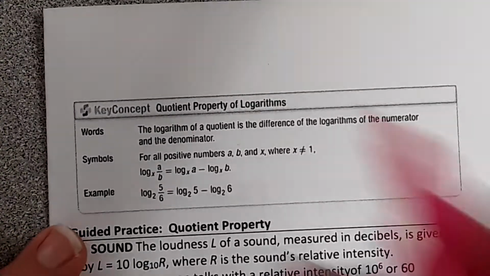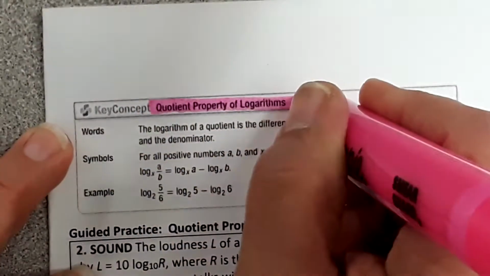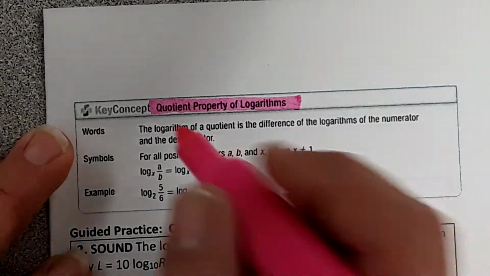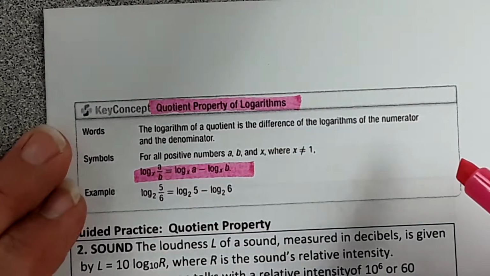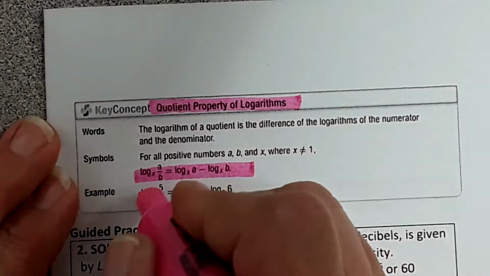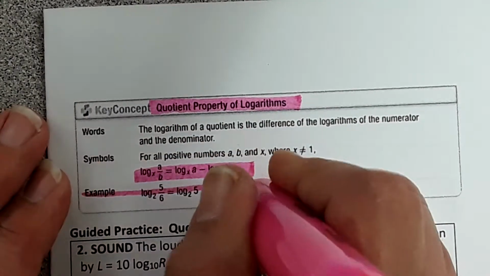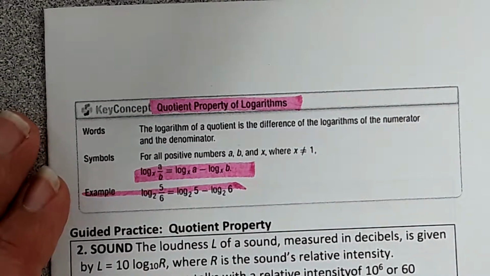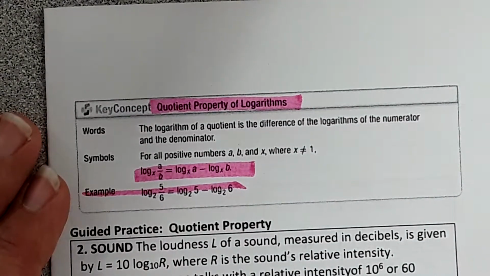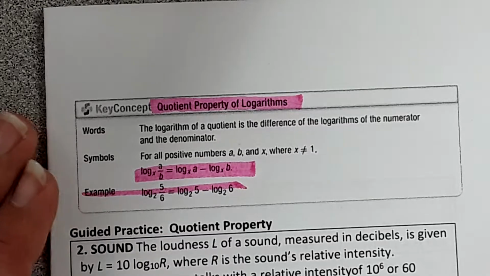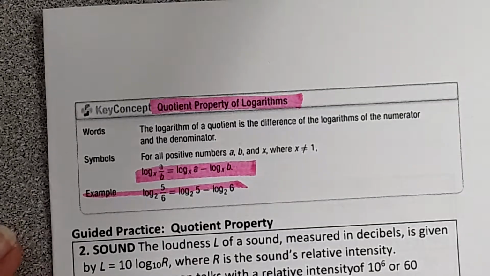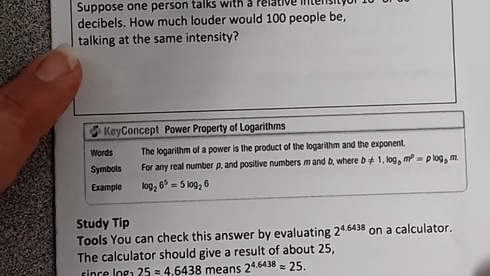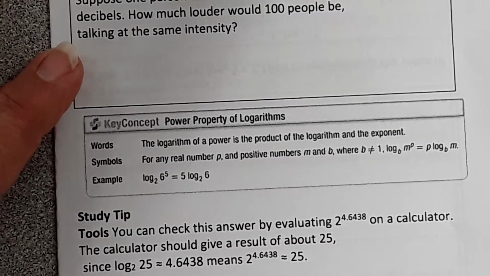The next rule is the quotient rule. The quotient rule says that if you have a division problem, you can change it to subtraction. And then here's an example right here. Or if you have a subtraction problem and you need to, you can change it to a division problem. And right now it might sound like mumbo jumbo, but once we do a problem, you'll actually see what I mean.